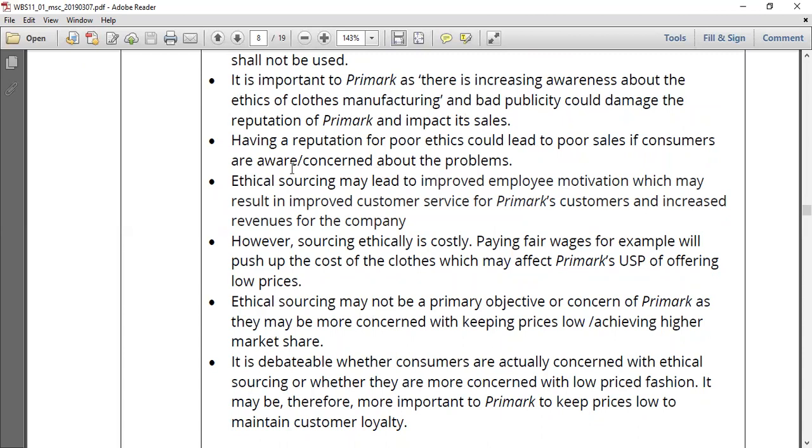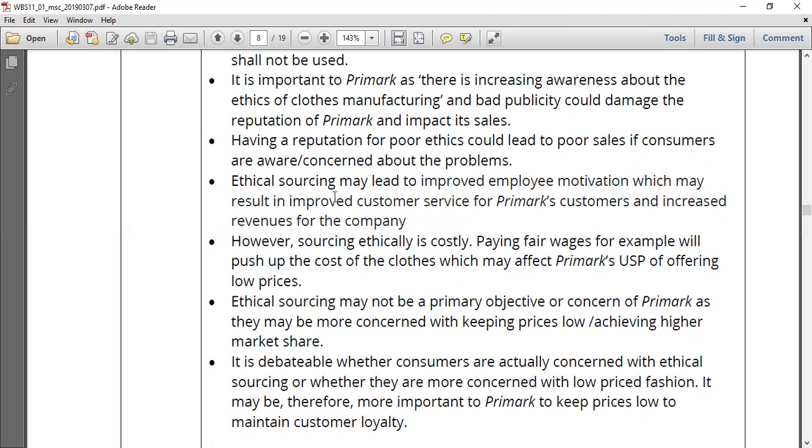The consumers are aware and concerned about the problems. Ethical sourcing may lead to improved employee motivation, which may result in improved customer service for Primark customers and increased revenue for the company. So you can build a nice business model. Why? Because employees are also motivated, because they are given safety practices and safe working conditions.